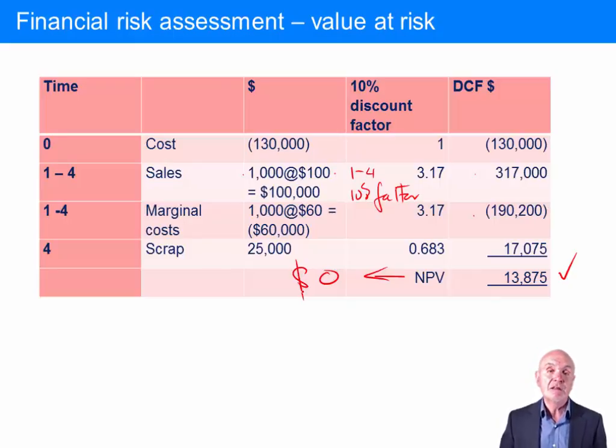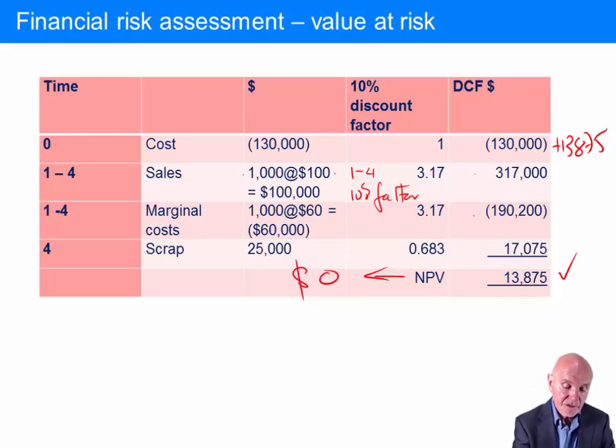Let's look at the initial cost. I think you can easily see that if this cost rose by 13,875, then this would be 0. There'd be an extra negative 13,875 there. This has simply come to 0.